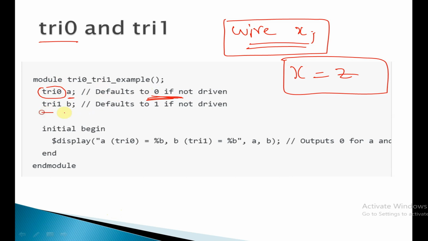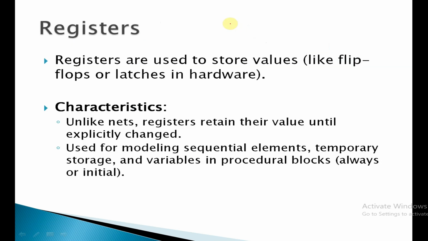And if we have declared tri1 b, then by default the value will be equal to 1 if we haven't driven it. Okay. So this is how tri0 and tri1 work. The default value will be equal to 0 if we use tri0, and if we use tri1, the default value will be equal to 1. Okay. Is it clear? Yes, sir.